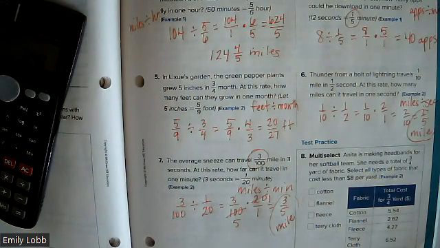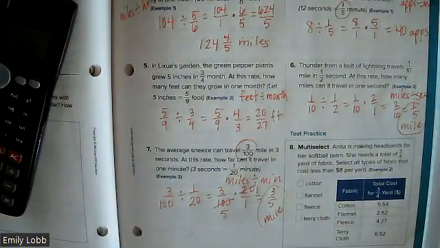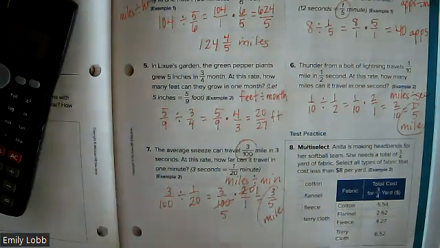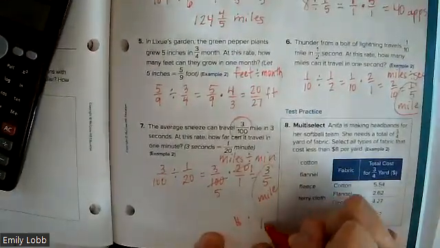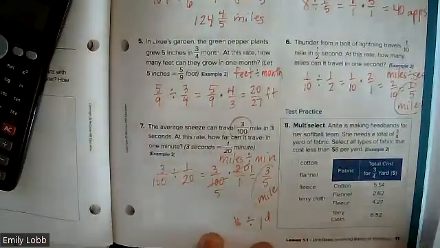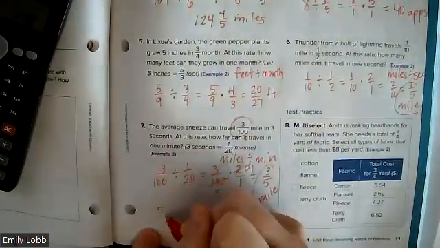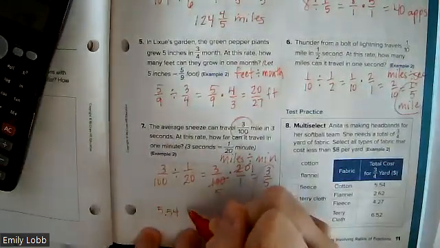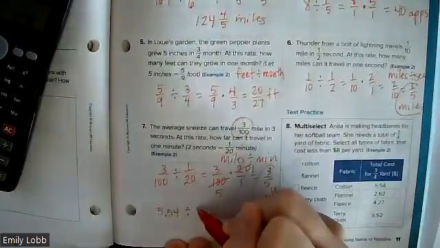All right. Anita is making headbands for her softball team. She needs a total of 3/4 yards of fabric. Select all types of fabric that cost less than $8 per yard. So we're trying to find the cost, so dollars per yard. So dollars divided by yards. So we have to take 5.54 and divide it by, let's say 3/4 is 75/100ths.